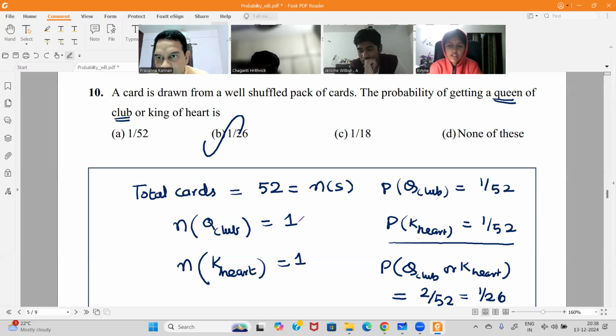Sir, so you're selecting that Queen of Club from the entire 52 cards. Yes. How many queen of clubs are there? 1. Therefore, it is 1 by 52. Okay, sir. Is it clear now, Evelyn? Same for king of heart. And there is no common intersection. Therefore, OR represents union. That simply becomes addition.